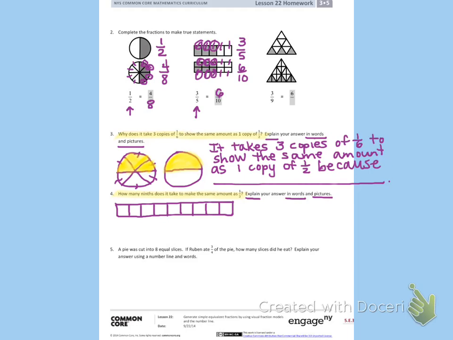Let me make sure I have 9 parts here. 1, 2, 3, 4, 5, 6, 7, 8, 9. Yes, I have 9 parts. I divided this rectangle into 9 parts because it specifically says how many ninths. Each portion of that rectangle equals 1/9. Now I'll try to draw a rectangle that is the same size and shape as the first one. This time I'll divide it into thirds.